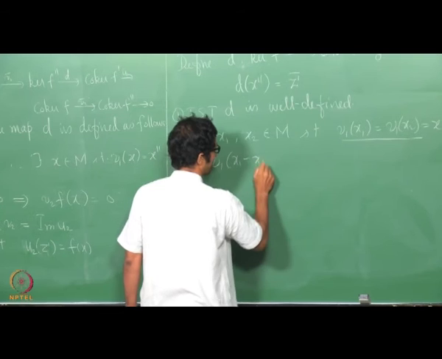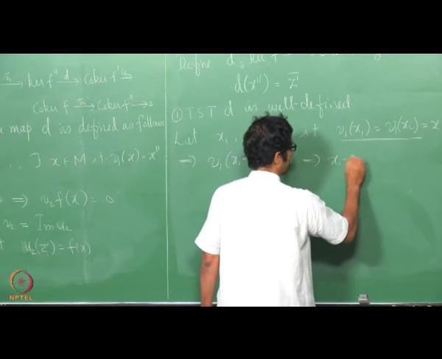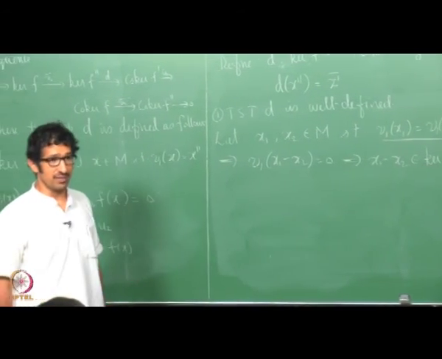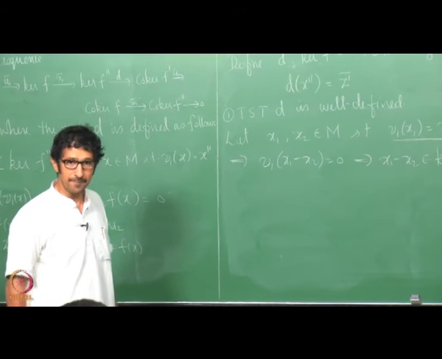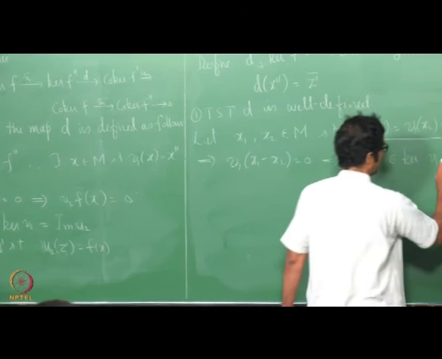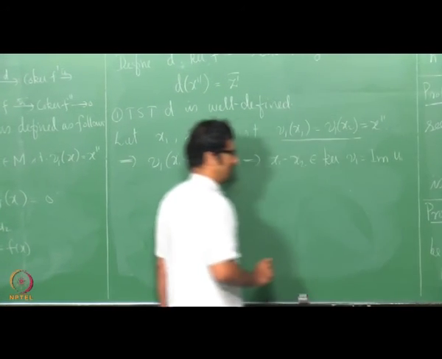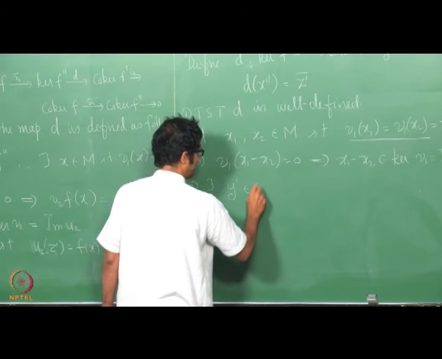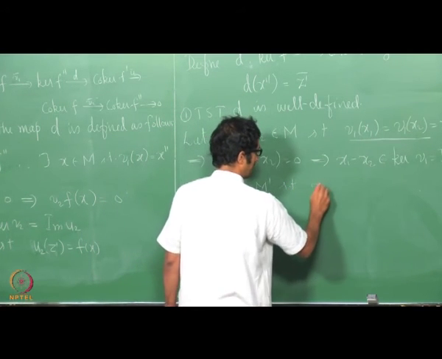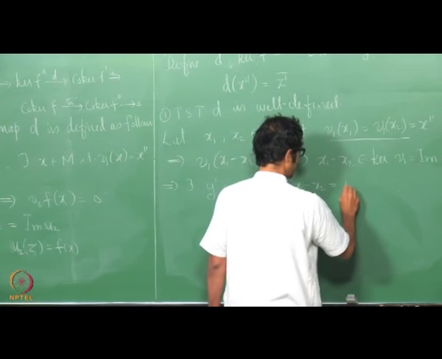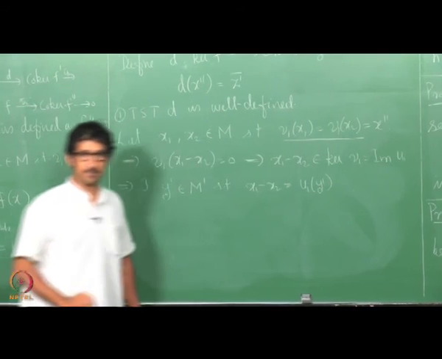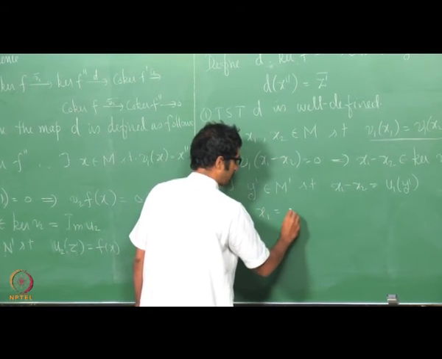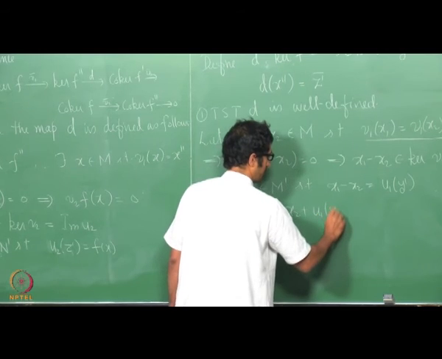V1 of x1 minus x2 is 0. That means x1 minus x2 is in the kernel of V1. But we know what the kernel of V1 is. What is the kernel of V1? This is the image of U1. What does that say? That says there exists some y prime in M prime such that x1 minus x2 is equal to U1 of y prime. Or in other words, x1 is equal to x2 plus U1 of y prime.